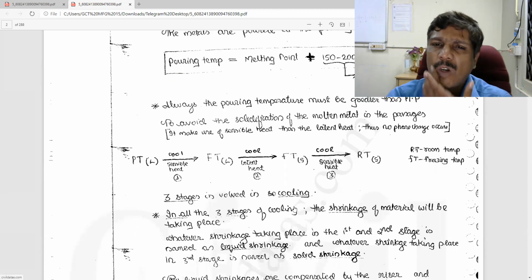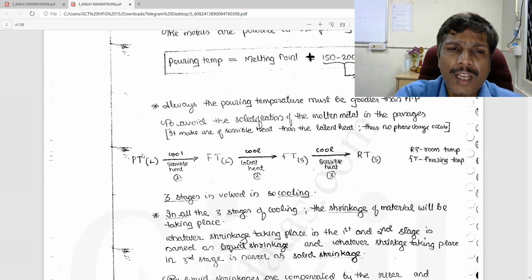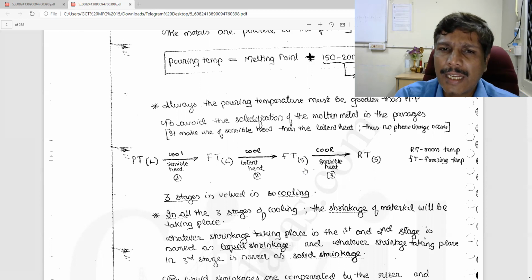Three stages are involved in the cooling. We have RT, the room temperature, and FT, the freezing temperature. First of all, it is the pouring temperature, liquid to liquid. Here, when the cooling takes place, the phase does not change, but the pouring temperature is reduced to the freezing temperature. Once again it is cooled, it will be at the freezing temperature, but here the phase change occurs, releasing latent heat.